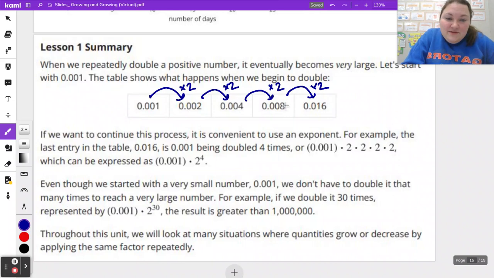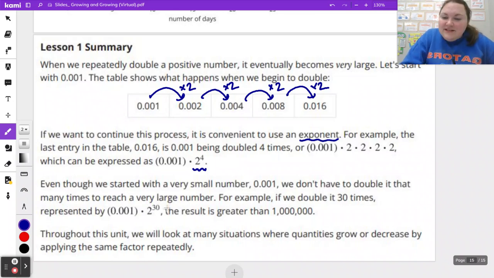And in this table, it doesn't look like it's getting very big, but with enough time, it does. If we were to continue this process, we learned that an exponent is really helpful. I can write that I'm doubling that 0.001 4 times by showing times 2, times 2, times 2, times 2, but it's a lot easier to use an exponent and just say we're multiplying by 2 4 times. And even though we started with a super, super small number, you don't actually have to double it that many times to reach a very large number. So for example, if we were to take that 0.001 and double it 30 times, you still get a result that is greater than 1 million.